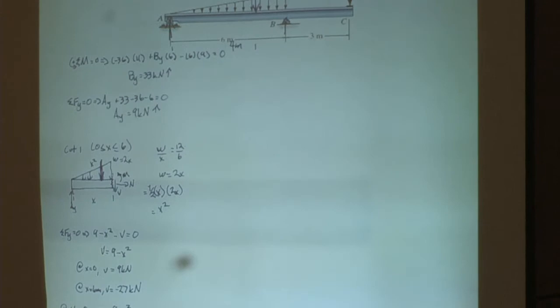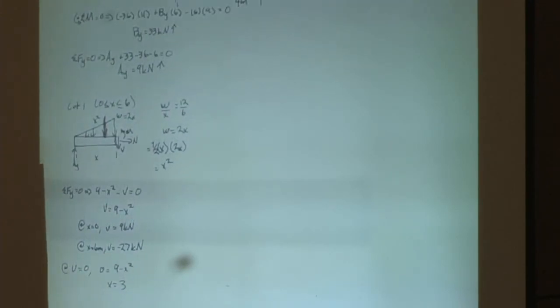What's up? Oh, sorry. Apologize. So this is going to be the distance where the shear crosses the x-axis at 0. And this is going to be the distance of your max moment for this equation. Questions? All right, moving on to the moment.